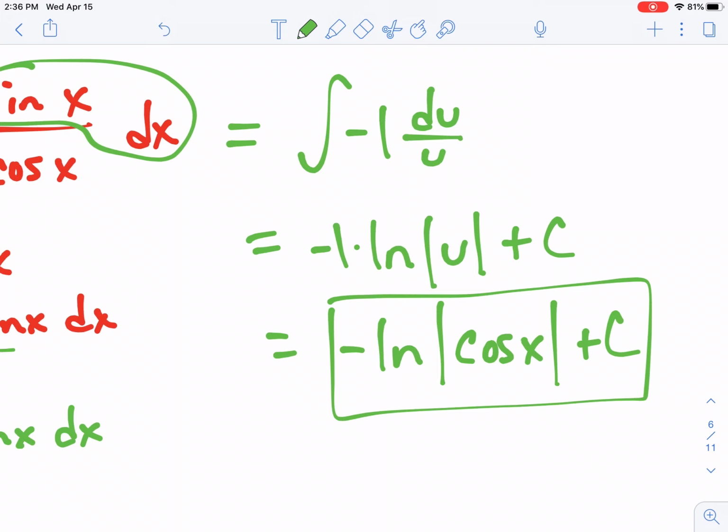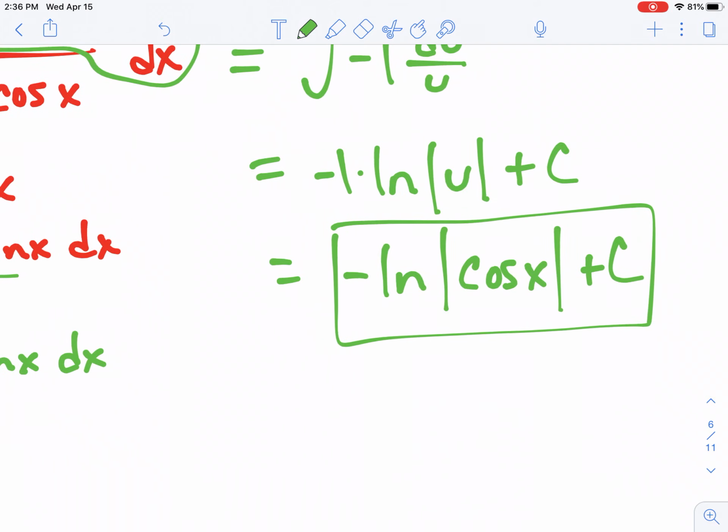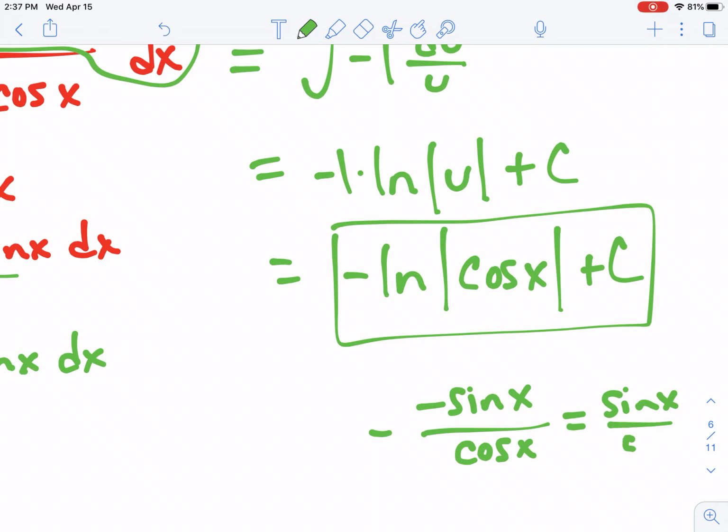And if you want to check it, you could just do the derivative of this thing. Derivative of any natural log is the derivative of the inside. So the derivative of cosine is negative sine, divided by the inside, which is cosine. And we also have this negative sign in front, right? So it's going to be negative of negative sine, which is really just sine x over cos x, which is really just tangent x. So it checks. This is our check. And it worked.